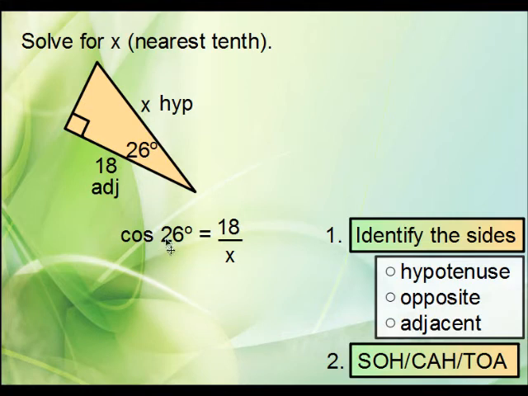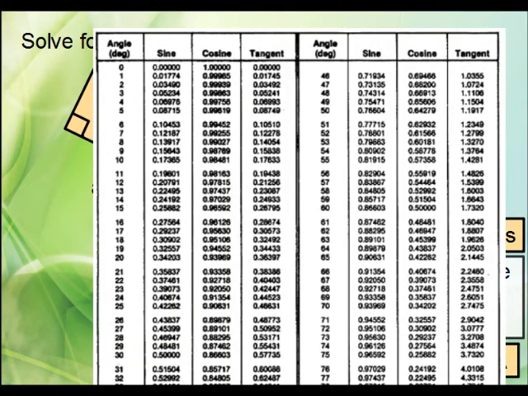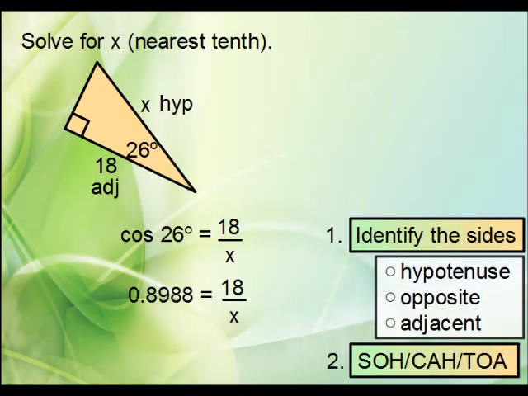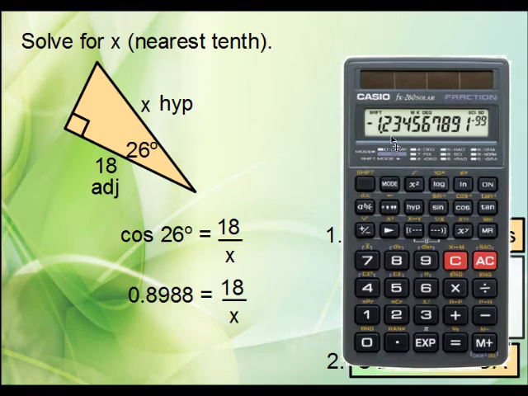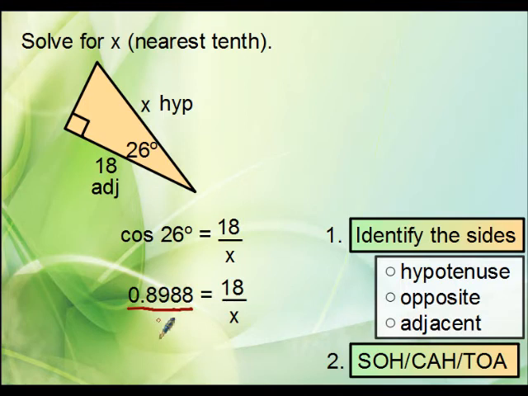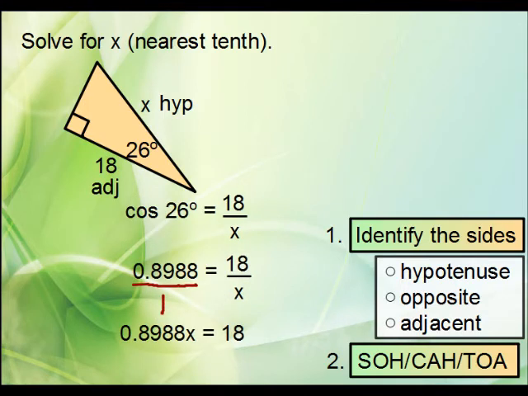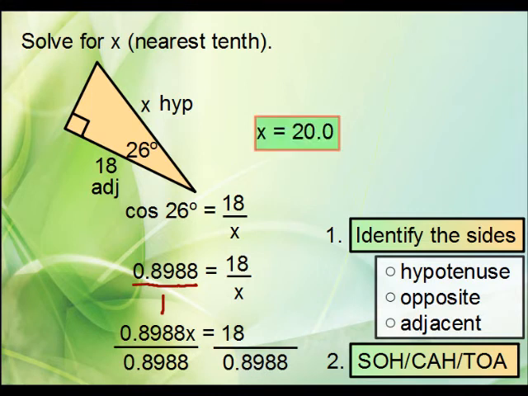Alternately, we just determine the cosine of 26 degrees right here, again using either the chart, and this is a little tough to see, but 26 degrees here, cosine's right here, and you'd write this value. Or you would just simply tap it into your calculator. Your calculator will give you quite a few decimal places, but typically 4 decimal places is a good amount to go out to. Place a 1 underneath here and cross multiply. And then to finish this off, you'll want to divide this out. Either way, you still get the same answer, and that's really all there is to it.